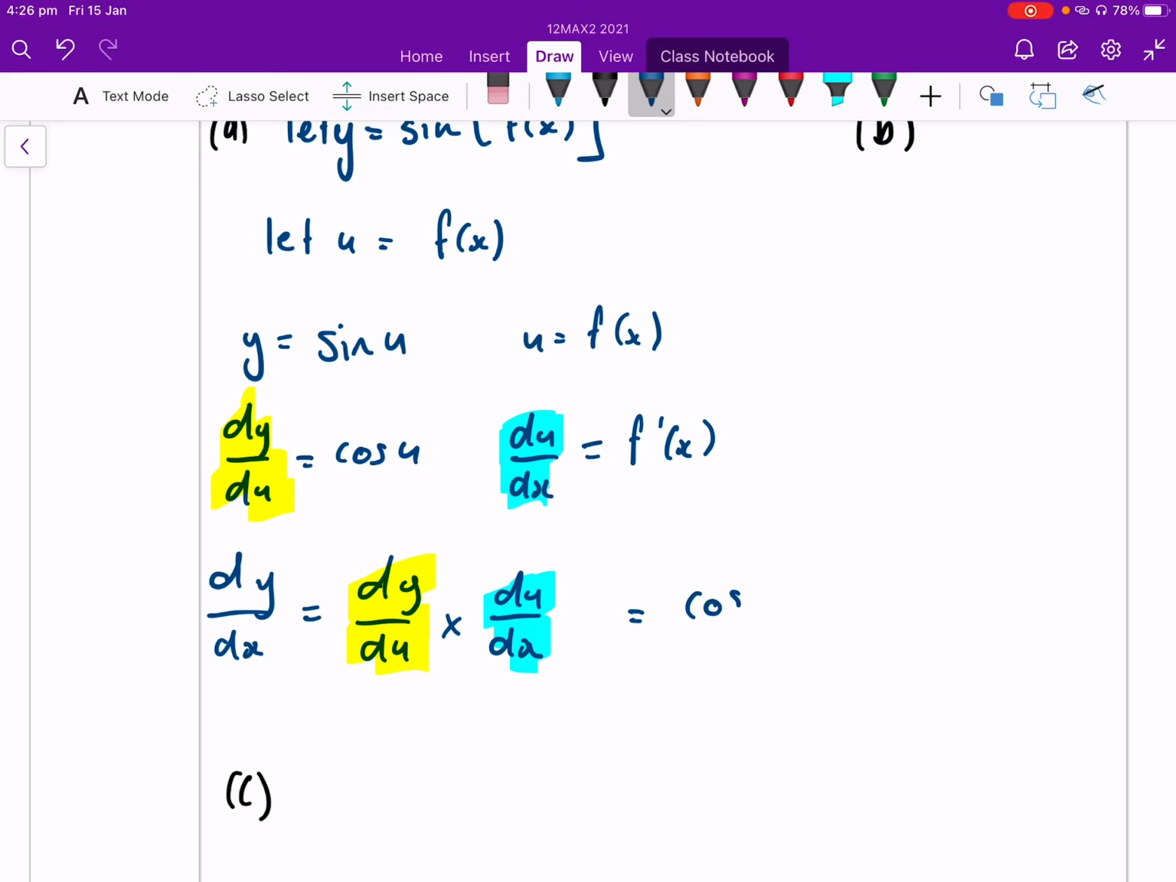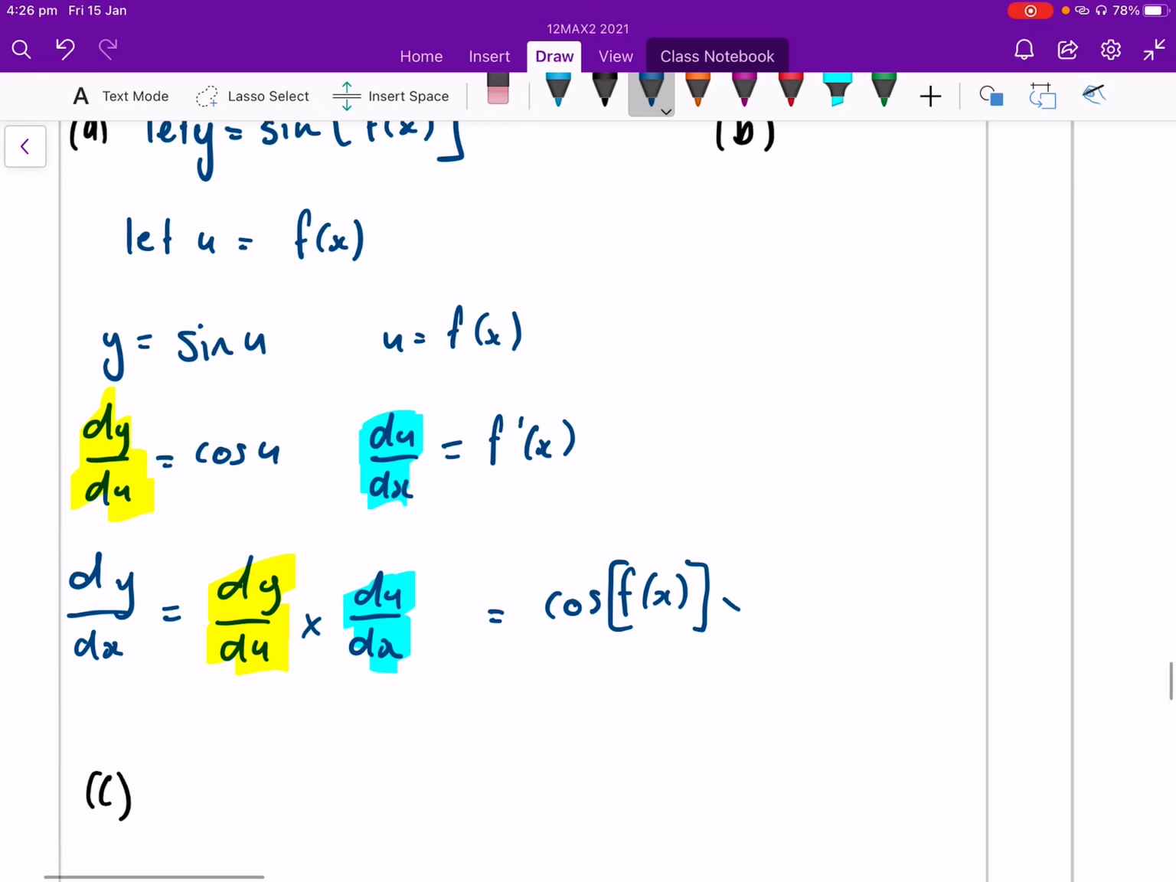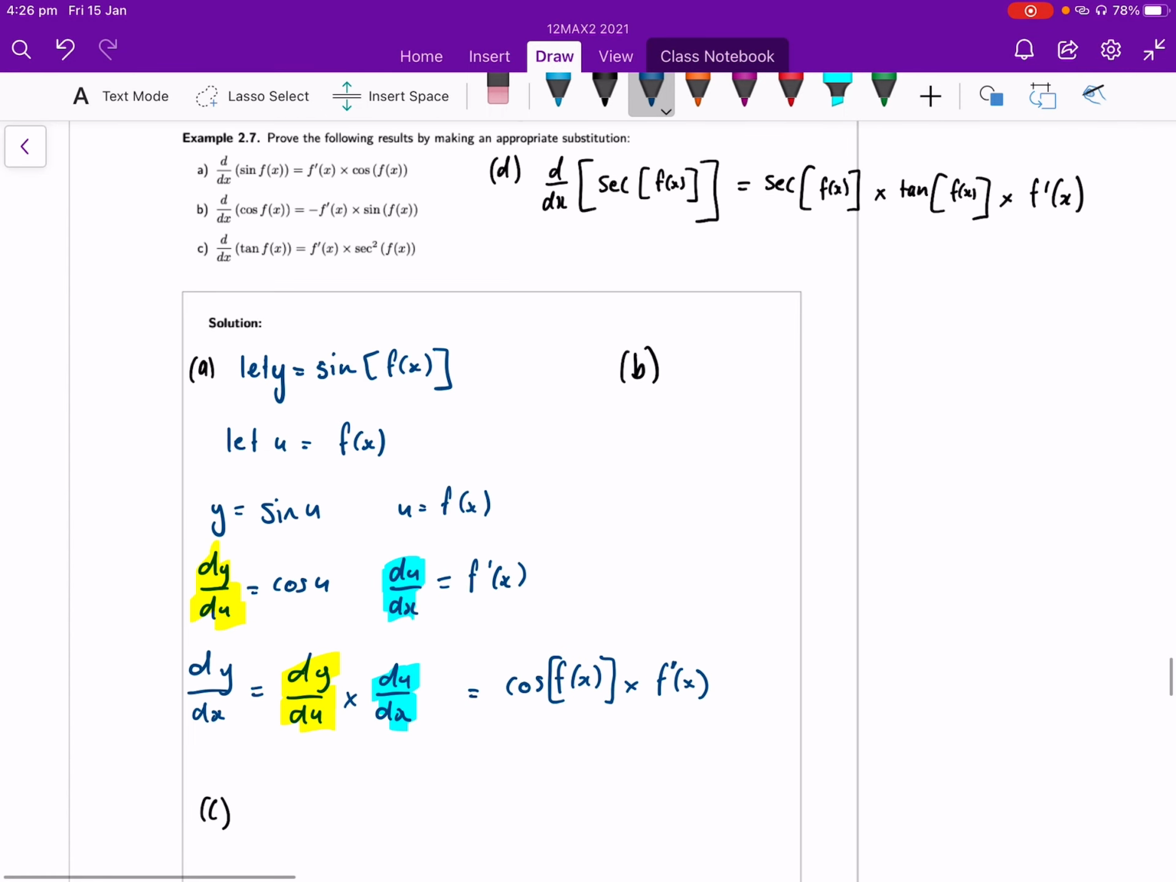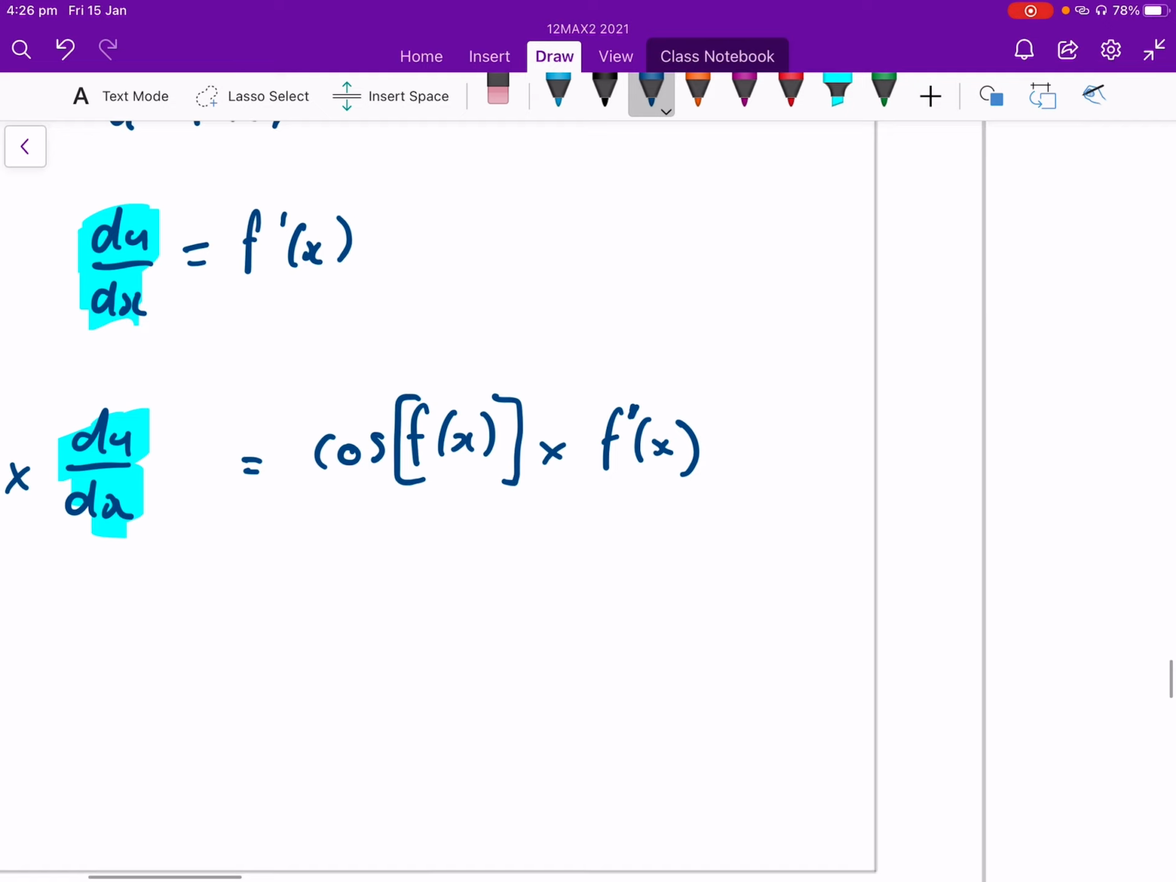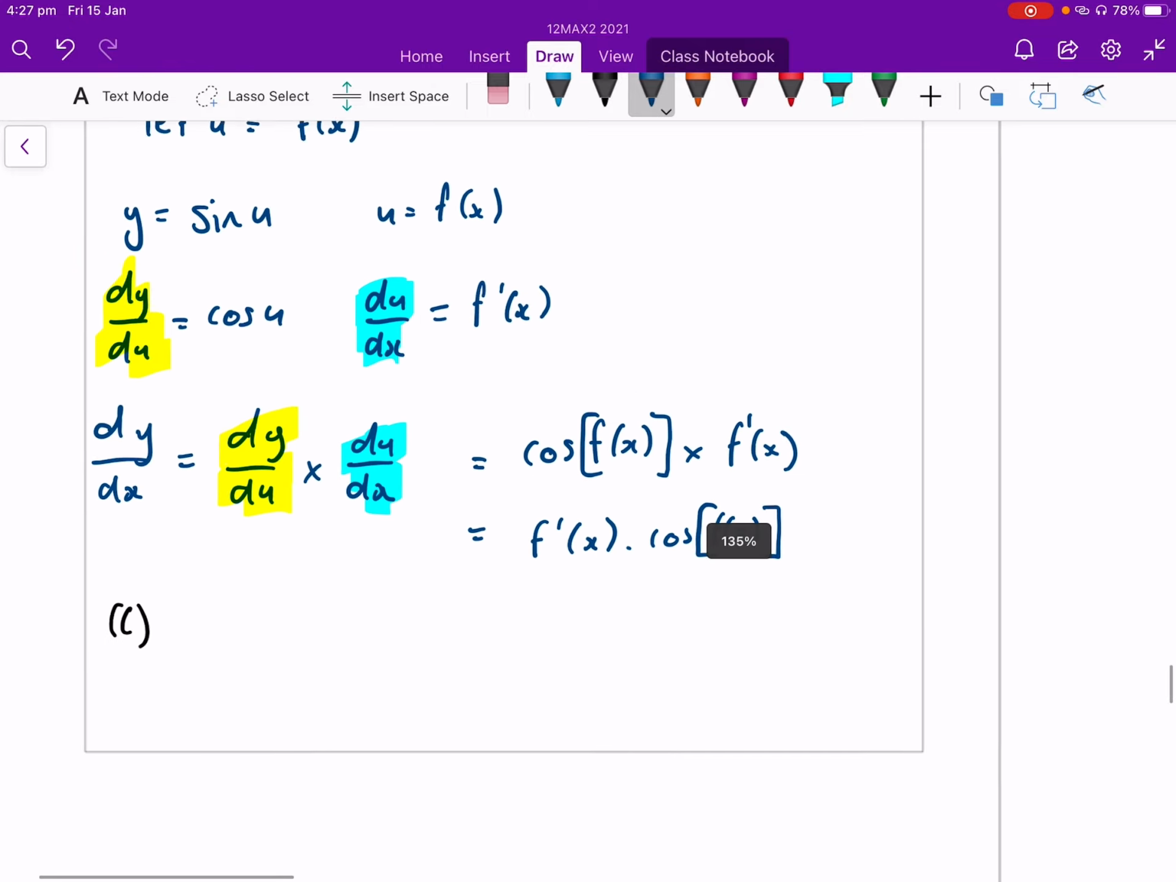So that'll be cos. Now remember that we said u was actually f of x. So cos function of x, multiplied by the first derivative of the function, and essentially we get the result that we wanted. However, they've written it a slightly different way, so I'll just rewrite it the same way they have. The first derivative of the function multiplied by cos of f of x. All right, perfect. So that's the first one there.